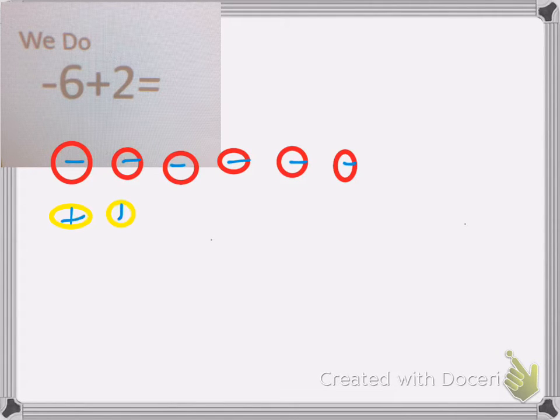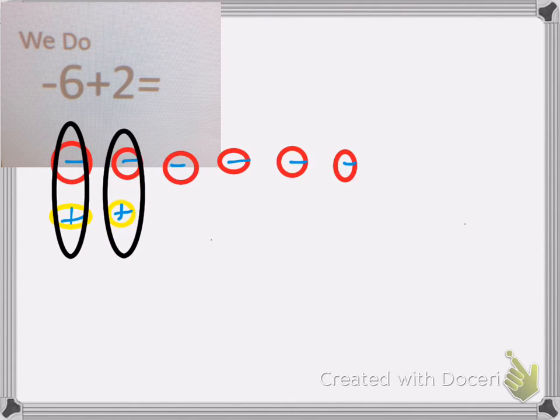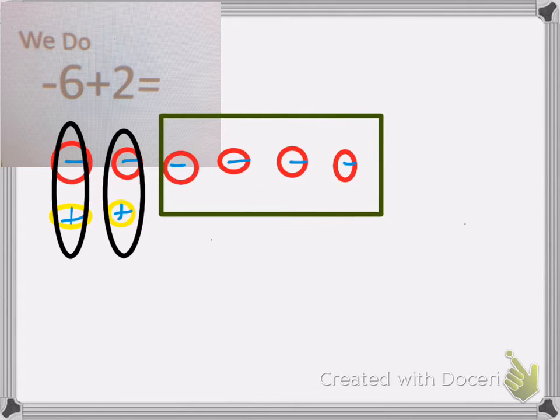All right, here we've got our negative 6 and our 2 positive. Okay, we zero pair. A positive and a negative give you 0. 1 positive, 1 negative give you 0. And so what's left? 4 negative. So your answer is negative 4.